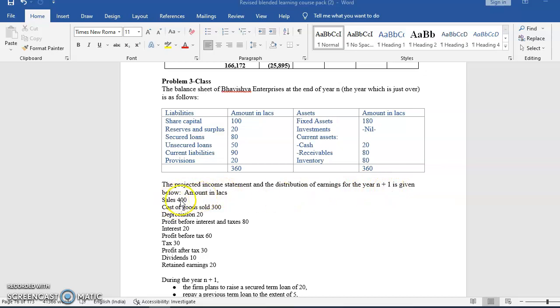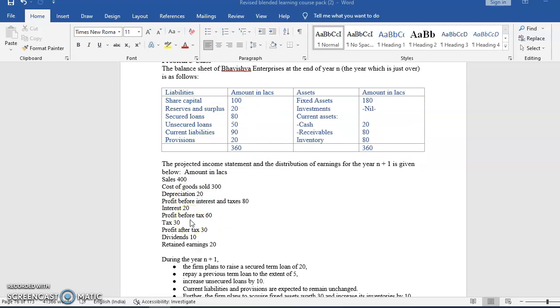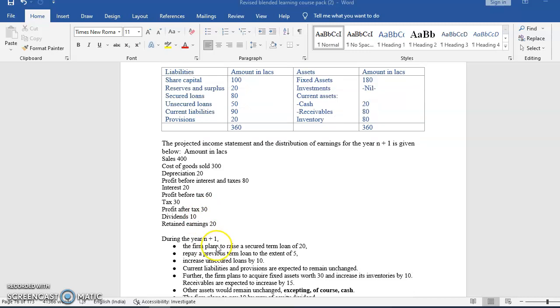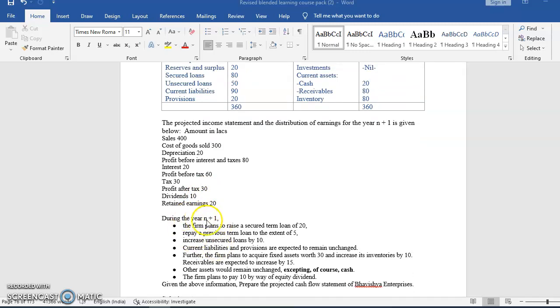Amount in lakhs. Sales is 400, cost of goods sold is 300, depreciation is 220, profit before interest and tax is 80, interest is 20, PBT is 60, tax is 30, profit after tax is 30, dividends is 10, retained earnings is 20. Now what is given to you during the year n plus 1? That is the following year.